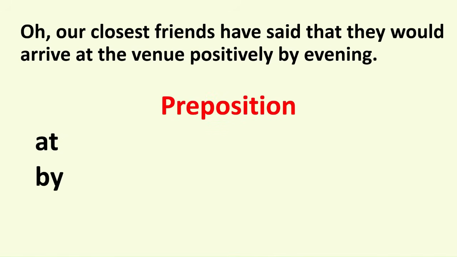Here we have two prepositions because there are two nouns to be joined. The venue is one noun. By evening is another noun. So they cannot be joined by a single preposition. So we say at for venue and by for evening. The noun venue is joined to the sentence. Our friends said they would arrive. At the venue gets added by preposition, and also evening.